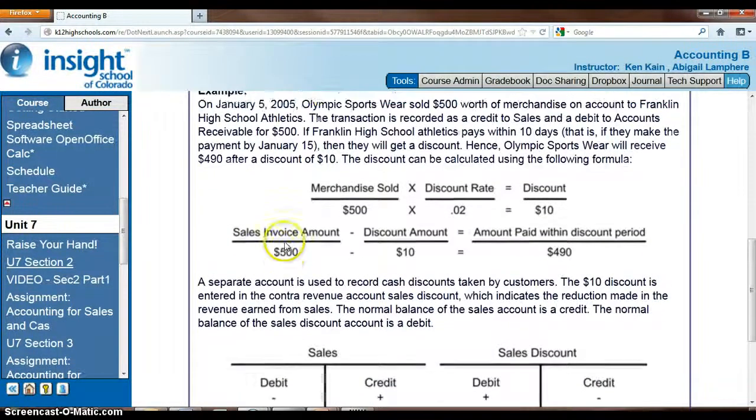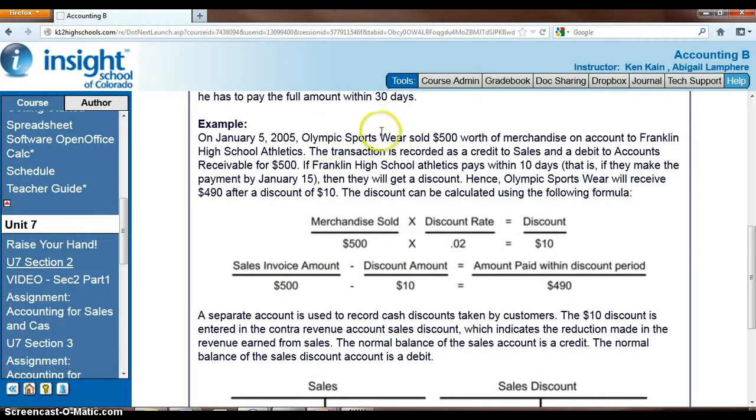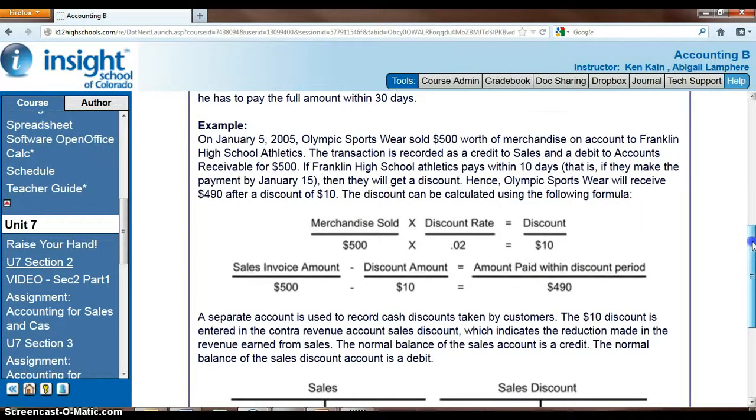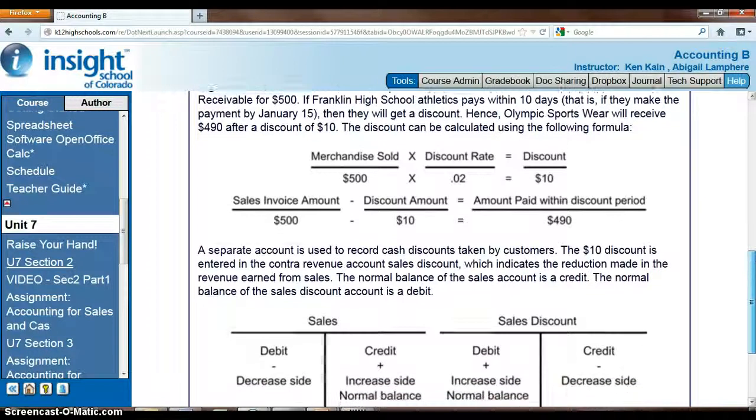But here's an example. So Olympic Sportswear sold $500 worth of merchandise on account. The transaction was recorded as a credit to sales and a debit to accounts receivable. So the terms that the store gave this high school, if they can pay within 10 days, that means they make their full payment by January 15th, they get a discount. So in other words, Olympic Sportswear will receive $490 after a discount of $10. So if they make that payment in that 10 days, they get that discounted rate.